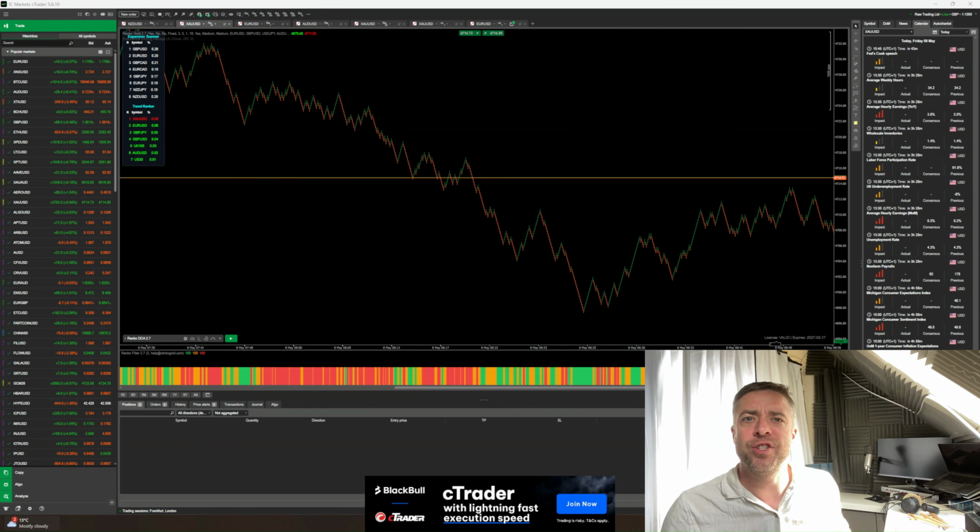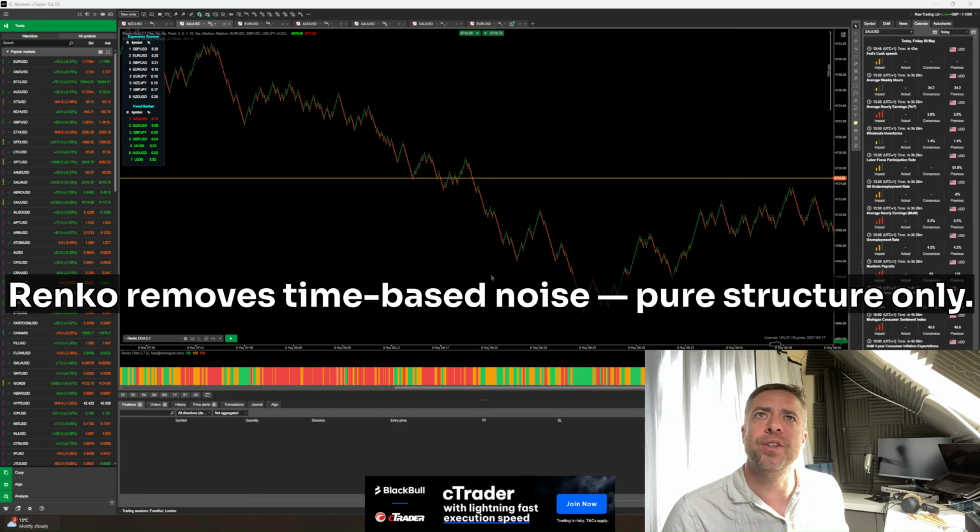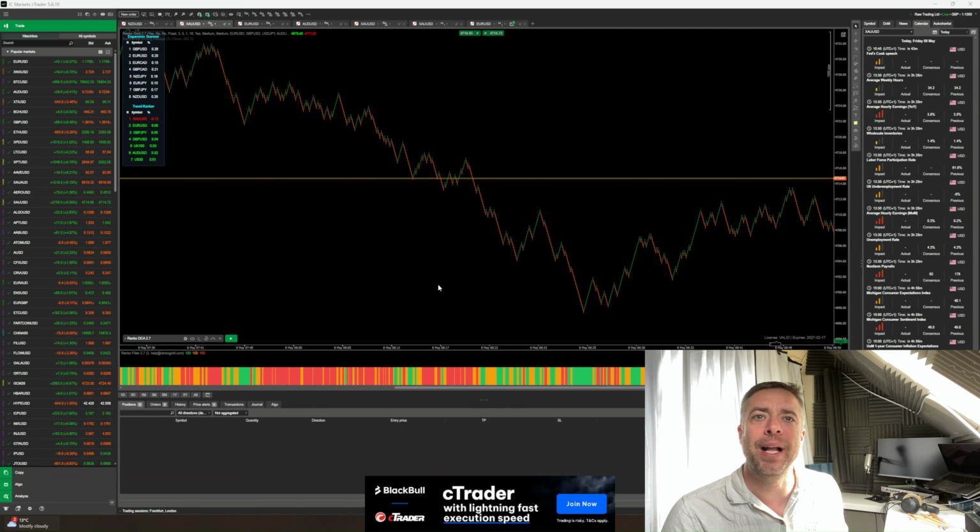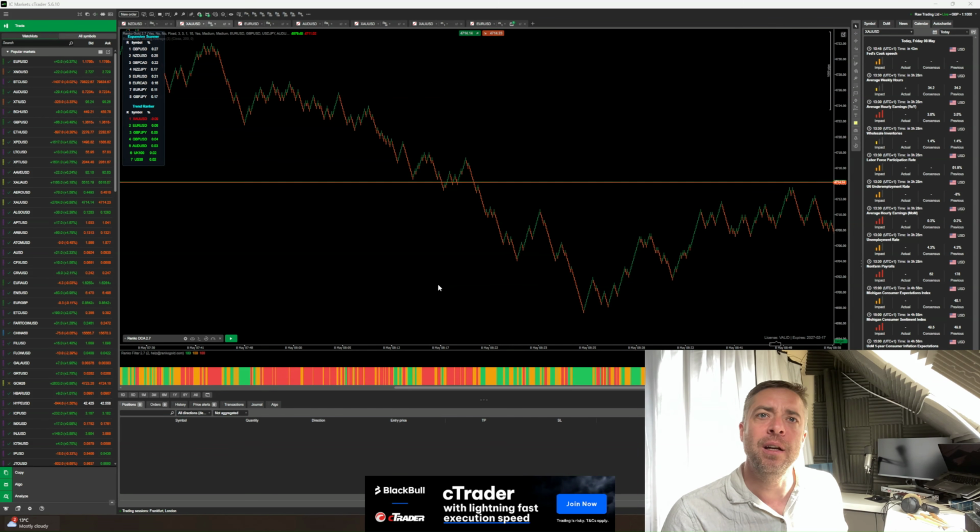For this strategy, then, I use cTrader Renko charts. Okay, Renko keeps the chart clear because it removes a lot of time-based noise. As you can see, it's nice and clean. You can see structure really well. And now you can use different brick sizes depending on your style. I generally use 5 or 3. Smaller bricks give you more trades and faster setups.